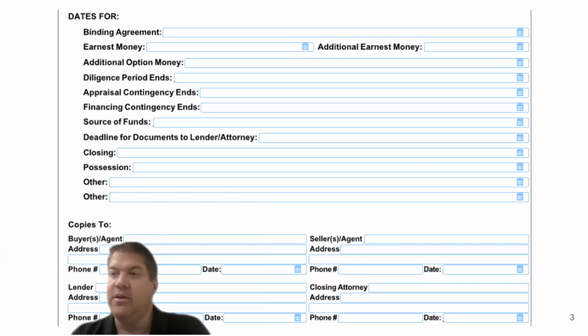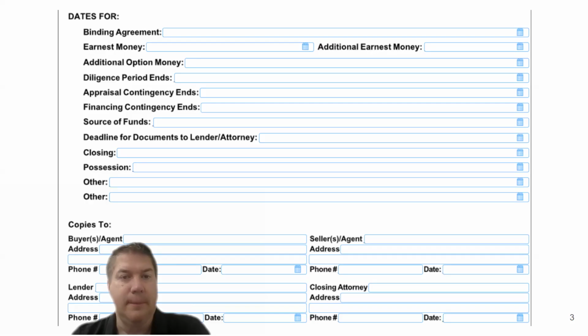So just be aware, this doesn't change any of these dates, but it does put them all in one easy to read place so that everybody involved, including the people that you're sending copies to here, which of course you would want to copy your clients as well, is aware of what this is. Any questions about this form?